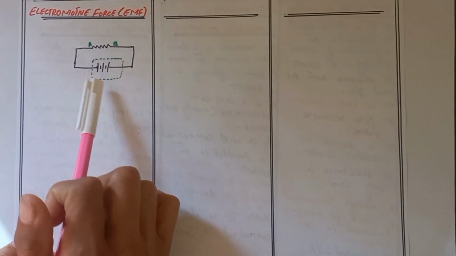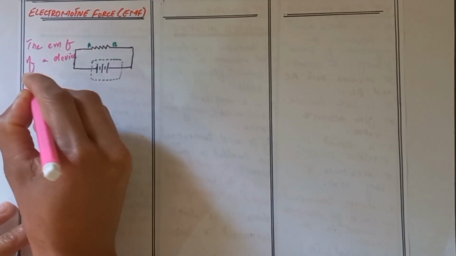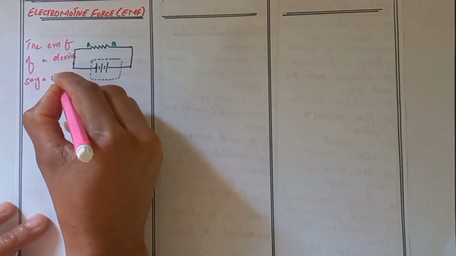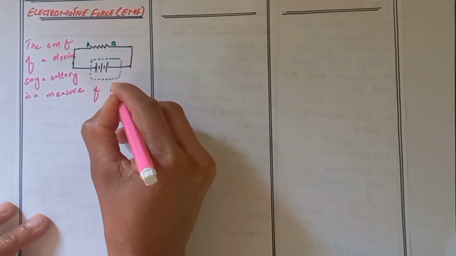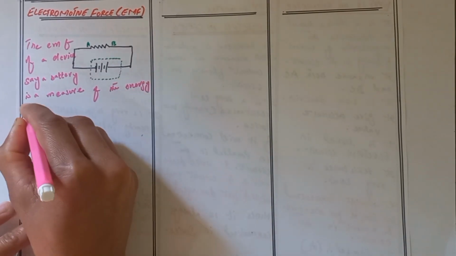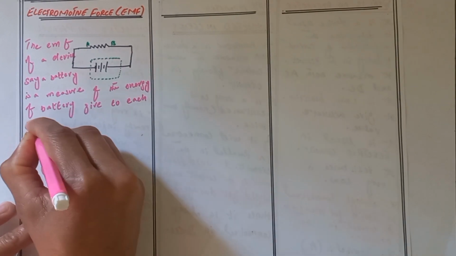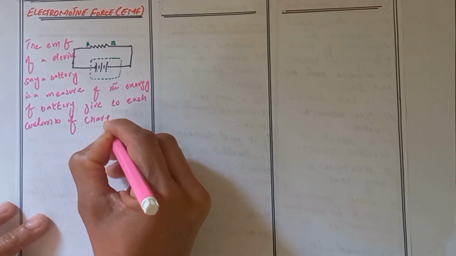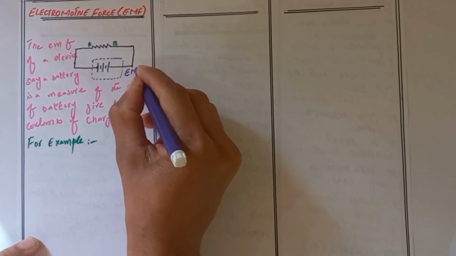Electromotive force is basically the energy that the battery gives to each coulomb of charge. So what we say is, the EMF of a device, say a battery, is a measure of the energy the battery gives to each coulomb of charge. So what is EMF? EMF is the energy supplied to a unit charge by the battery.